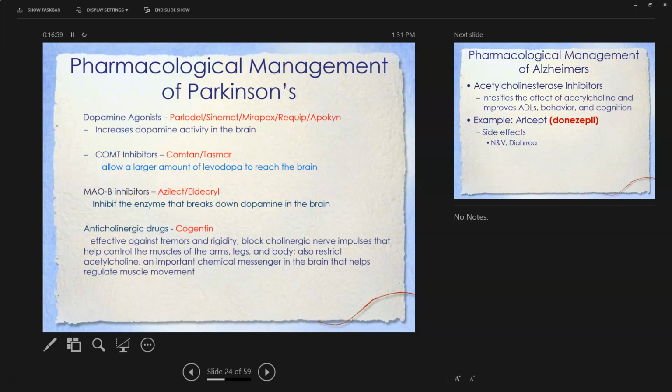And then anticholinergic drugs, Cogentin. You know about cholinergic effects on the body. It works against the tremors and rigidity, and it blocks those nerve impulses that help control the muscles of the arms, legs, and body. And it restricts acetylcholine, an important chemical messenger in the brain that helps regulate muscles. So anticholinergic drugs help with all of that muscle tremor and that sort of thing.